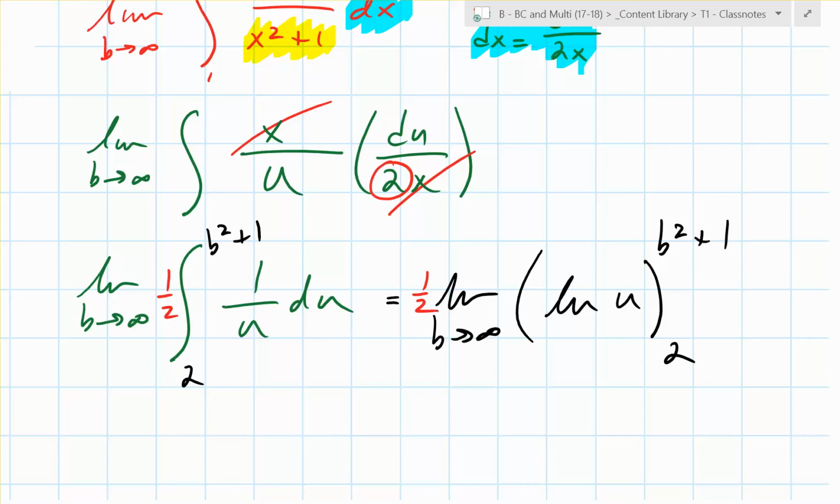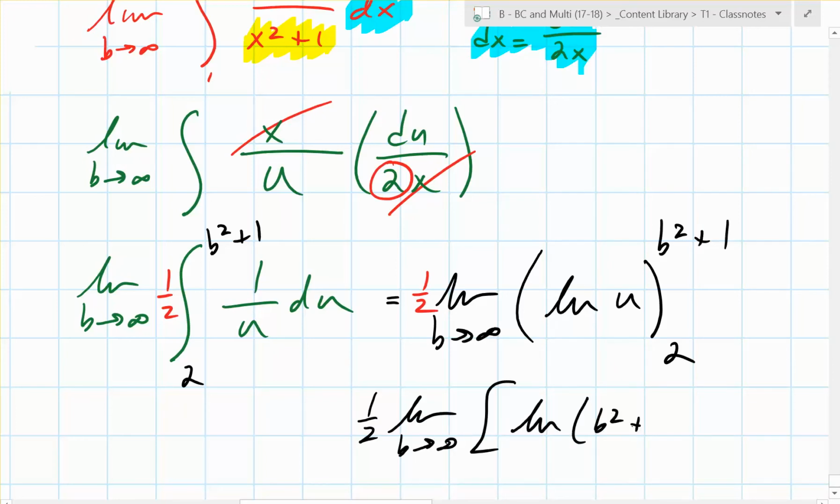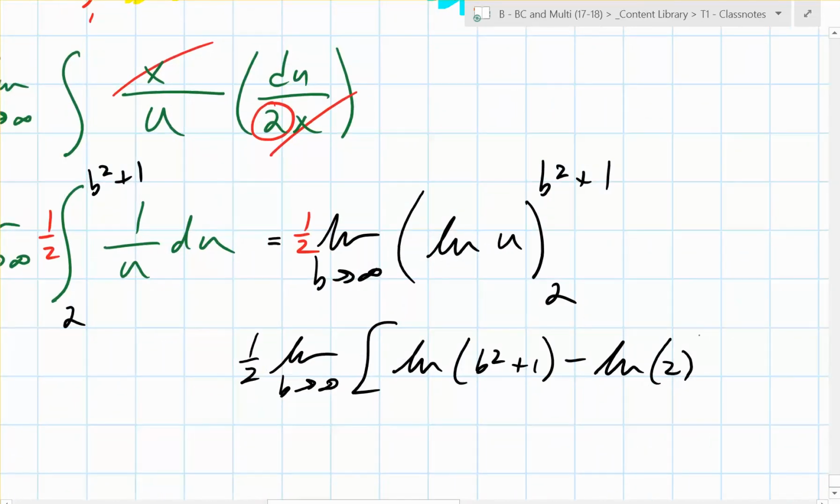Let's plug in. We can plug in the b squared plus 1. What do we end up with? 1/2 the limit as b goes to infinity of ln of b squared plus 1 minus ln of 2? Is that correct? Everything there is pretty nice-ish. This is finite, right? 1/2 just along for the ride. What about this? What's the limit? What's the natural log of b squared plus 1 as b goes to infinity?